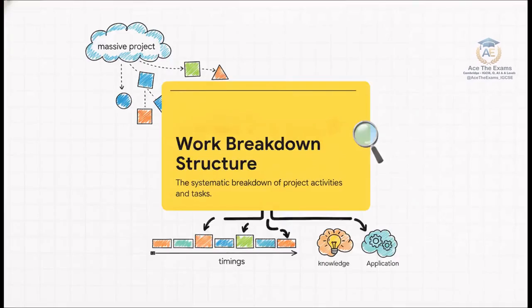Let's look at the absolute foundation of section 15.3, the work breakdown structure, or WBS. By definition, it is the systematic breakdown of project activities and tasks. Think of it like taking a massive, overwhelmingly complex software development project and slicing it down into manageable, bite-sized, programmable pieces. Understanding this foundational jargon is step 1. It's how you access those higher cognitive domains of knowledge and application. Without a beautifully structured WBS, you cannot figure out your timings, and you certainly can't identify your dependencies.